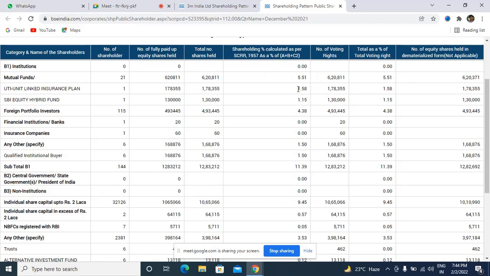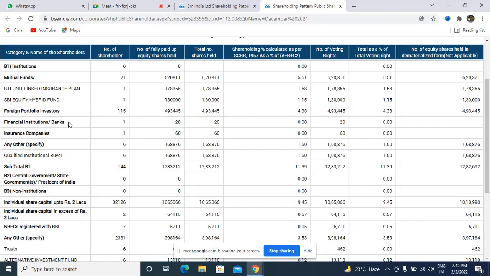So under the mutual funds category, these are the major mutual funds who hold some significant stake in this company, but there can be many others. See, the number of shareholders is 21, but UTI is only one shareholder, SBI is only one shareholder. And what about the rest of the 19 shareholders? If you add 1.58 plus 1.15, this won't become 5.51, right? So who are those mutual funds holding the rest of the shareholding? These are the rest of the 19 mutual fund shareholders. Is this clear? Yes, sir.